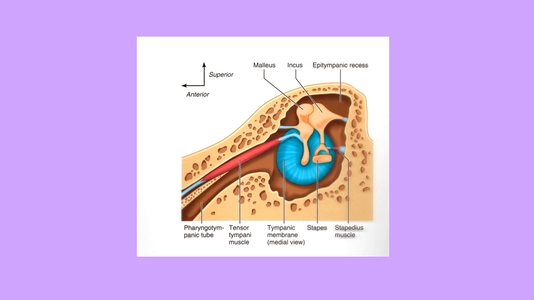So you can see here the three bones, and how as one of them gets stimulated by the tympanic membrane, it will start to vibrate, and then it will vibrate the next bone, etc. So first it vibrates the malleus, then the malleus vibrating will vibrate the incus, which then gets vibrating and will vibrate the stapes.